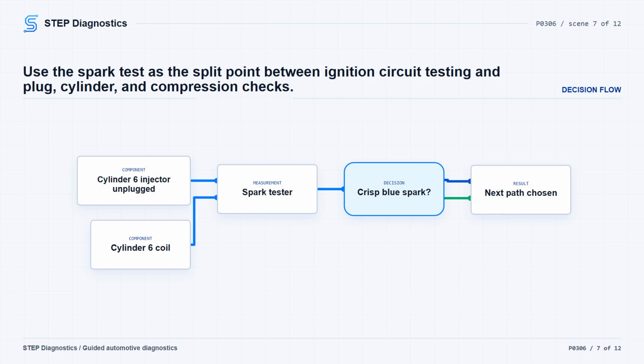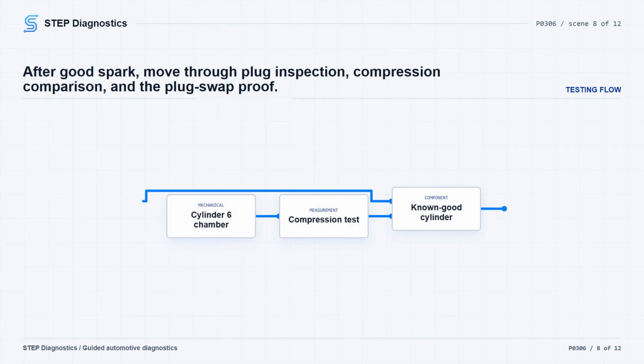If those conditions are present, replace the spark plug, and if oil or coolant is in the cylinder, diagnose and repair that cause. If the plug and cylinder inspection do not explain it, perform a compression test on all cylinders and compare cylinder 6 to known good cylinders. If compression is not within specification, use a cylinder leak down test to separate valvetrain trouble from combustion chamber trouble, then repair what is found and verify.